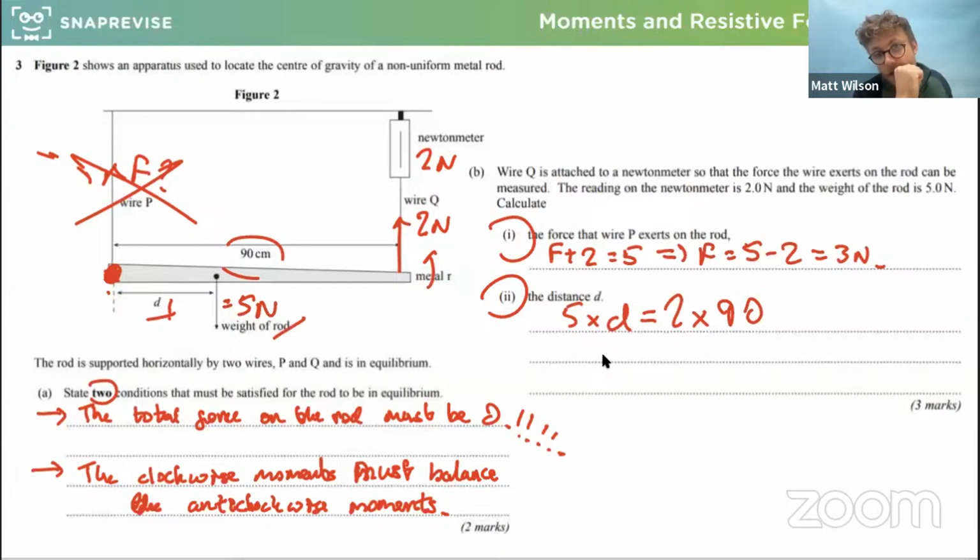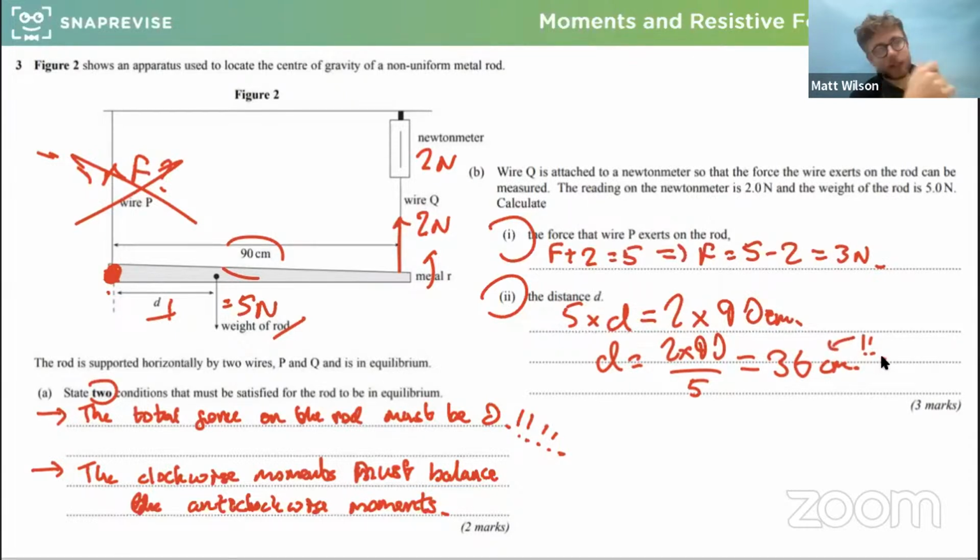All right. So let's rearrange. D is equal to 2 times 90 over 5. So that's 180 divided by 5. That's going to be 36. And remember, as I warned, this was centimeters. This final answer is also in centimeters. Good. Hopefully it's making sense.